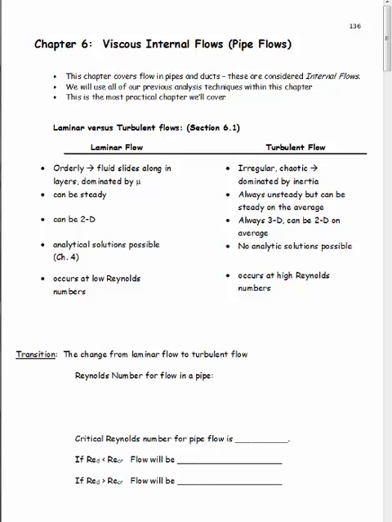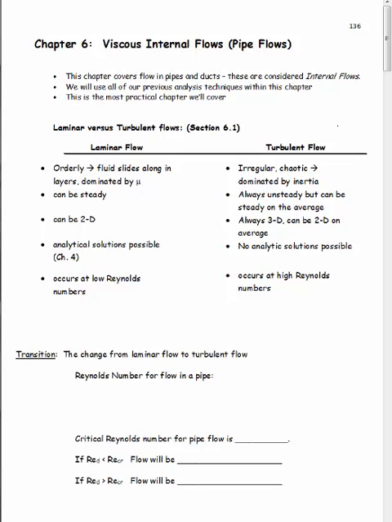Turbulent flow is a lot more complicated to try to solve. It's always unsteady, there's eddies in it, it's always 3D because it's chaotic and swirling all around. It tends to entrain air in it if it's in contact with air. It mixes up a lot. Way too complicated for us to solve with Navier-Stokes. So with turbulent flow, we're going to automatically turn to experiments or CFD. And it occurs at high Reynolds numbers. So there's your laminar flow versus turbulent flow.